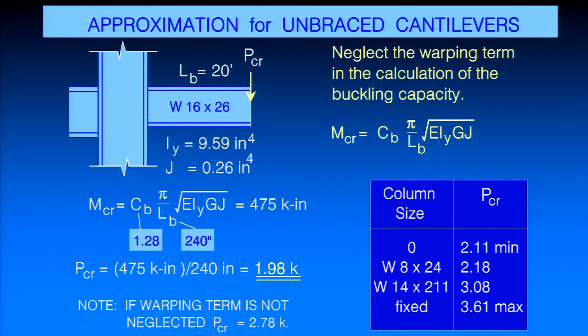So a very easy solution, if we aren't sure we're getting warping restraint, is to throw the warping term out. So you can say C sub b times pi over the unbraced length times the square root of E I sub y G J. If I take this problem with the W16x26 and put the properties in here, I used a lower bound C sub b from Timoshenko again of 1.28. We get 475 inch-kips. My maximum moment would be P times L, so I can solve for P critical here. It's about 2 kips. If I don't throw out the warping term, I would have estimated around 2.8 kips for this problem. And boy, I'd better have a pretty good sized column if that's the case.